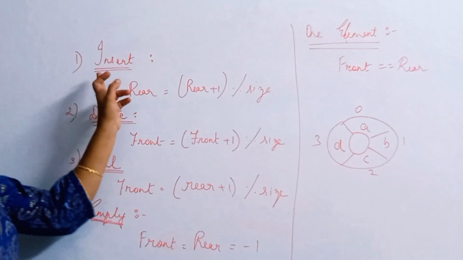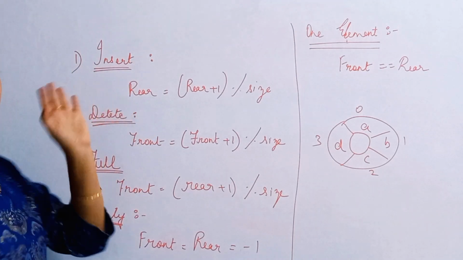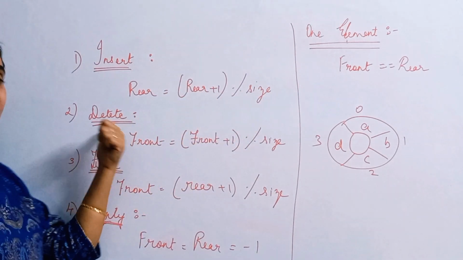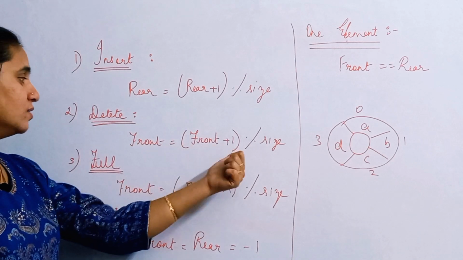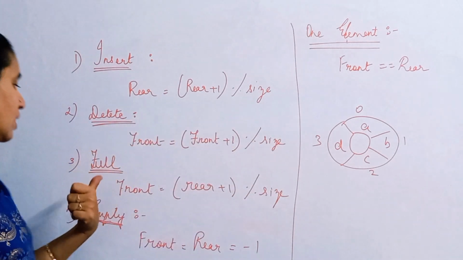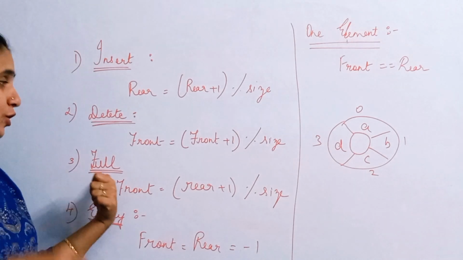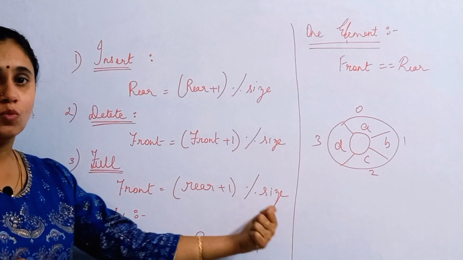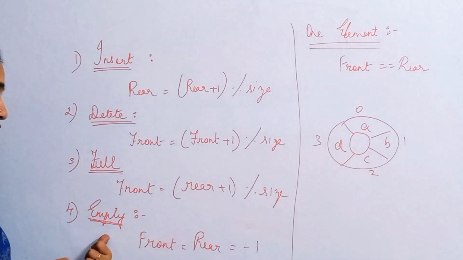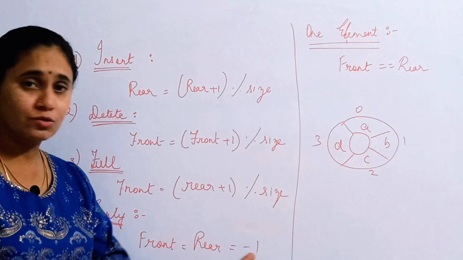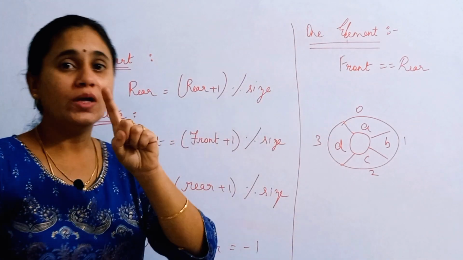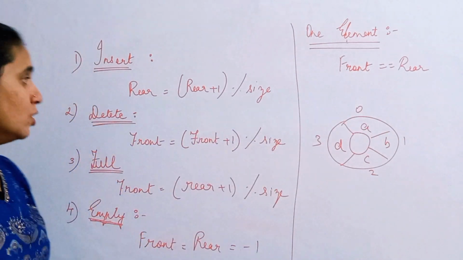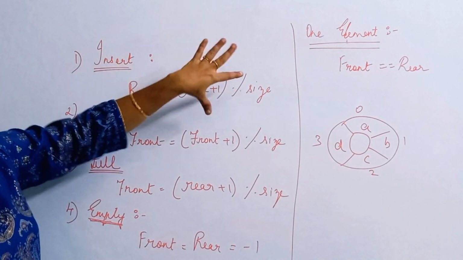Now, the formula for inserting one element into the circular queue: rear equals (rear plus 1) modulo size. For deleting a single element from the circular queue, the formula is: front equals (front plus 1) modulo size. And for full, we discussed in the last video: the formula to find whether the queue is full or not is (rear plus 1) modulo size equals front. This is the condition for empty, which I have also discussed. If only one element is present in the queue, front is equal to rear. Now I will tell you how to substitute this formula.